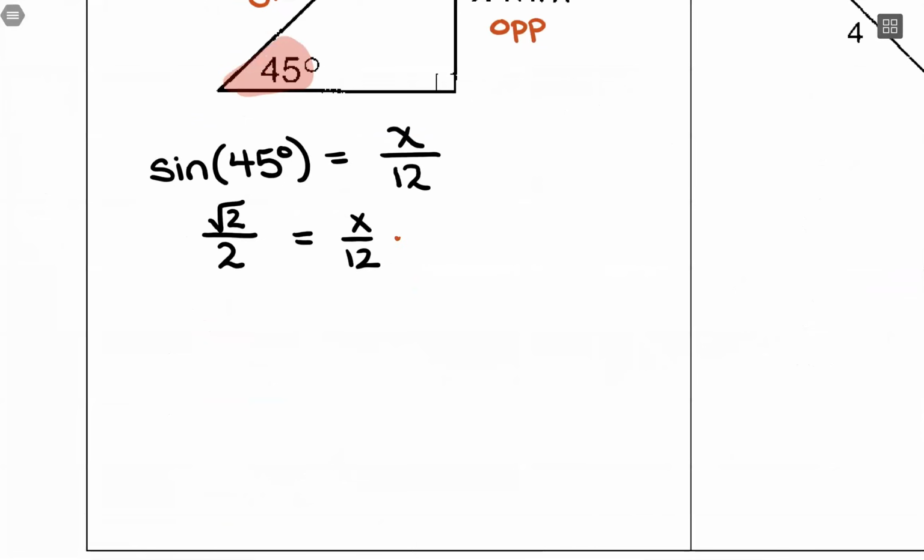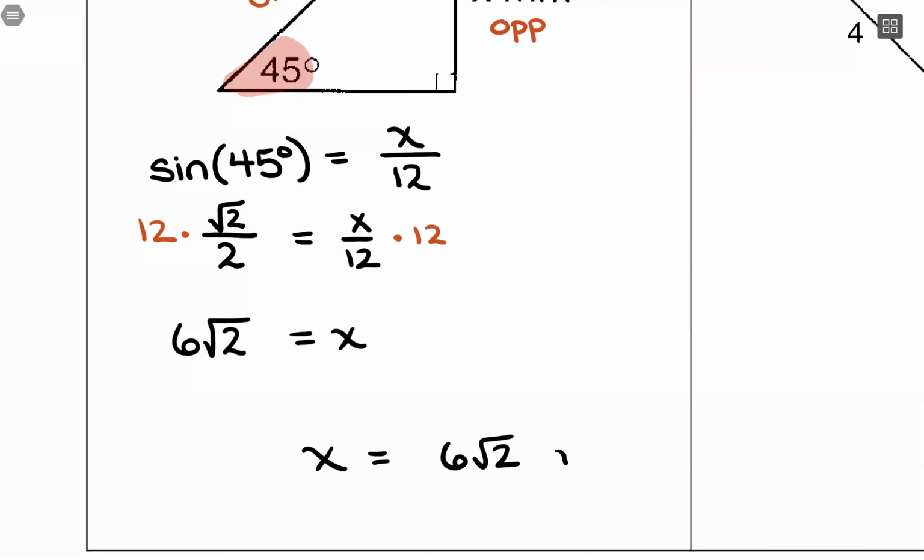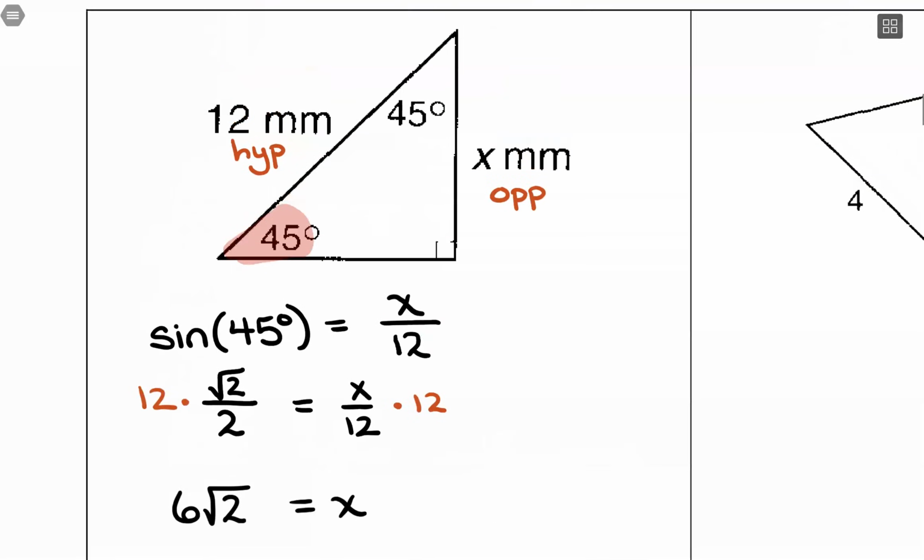So what I'm going to do is multiply by 12 on both sides, which will give us, 12 divided by 2 is 6, root 2 equals x. And what we have here is an exact answer. So we know that x is equal to 6 root 2, and then they gave us units of millimeters. If we needed a decimal approximation, then we would just put that into the calculator.